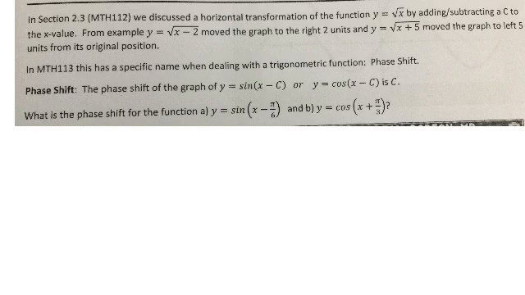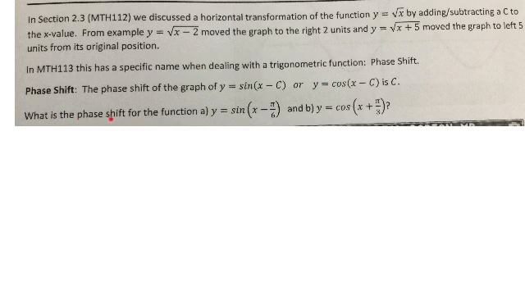We have the same thing in 113. It's called a phase shift. So where before we called them horizontal transformations, shifts left or right, now we call that a phase shift. A phase shift of a graph y equals sine x minus c or y equals cosine x minus c is c. So phase shifts can be positive or negative.